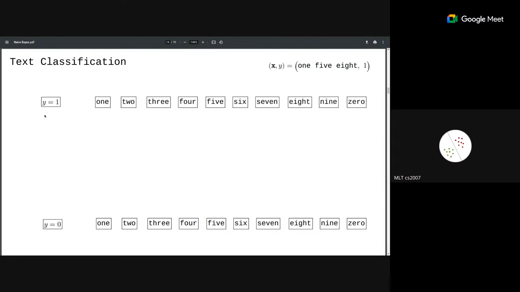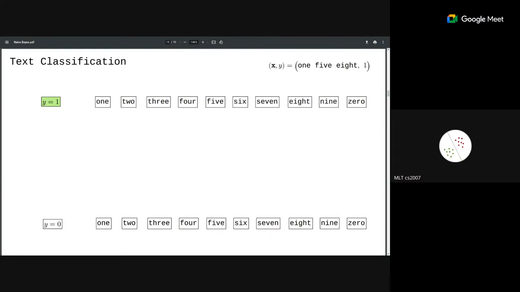So if you want to pick a label, in this case, there's a coin corresponding to that. So let's say it turns heads, right? Heads means y equal to 1, let's say, right? So that's the first step in the process.